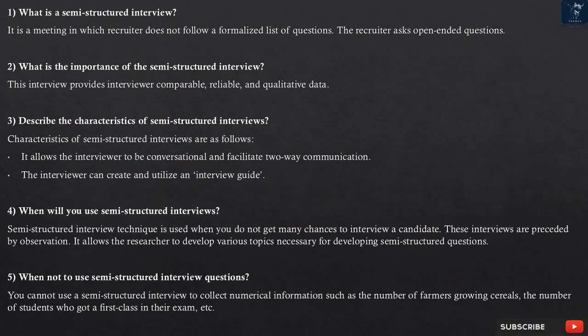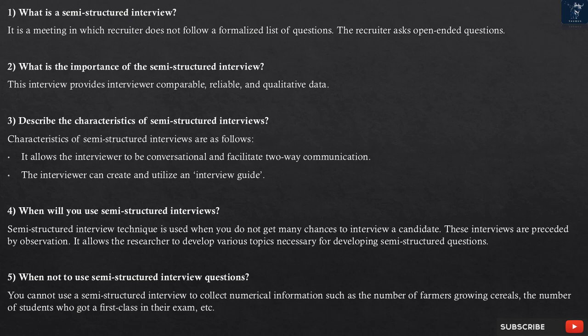1. What is a semi-structured interview? It is a meeting in which the recruiter does not follow a formalized list of questions. The recruiter asks open-ended questions. 2. What is the importance of the semi-structured interview? This interview provides the interviewer comparable, reliable, and qualitative data.